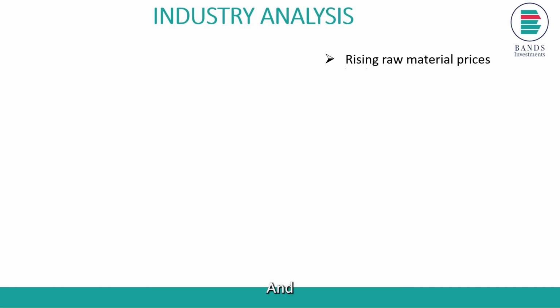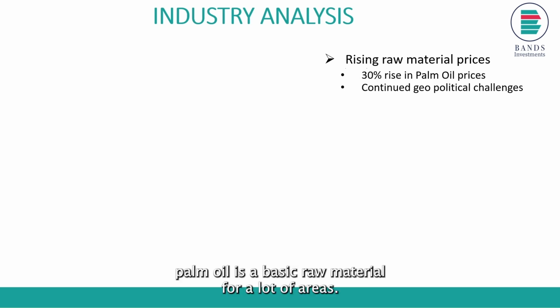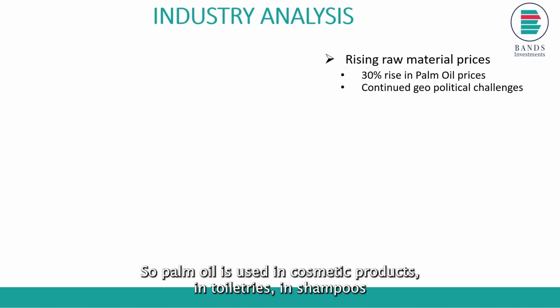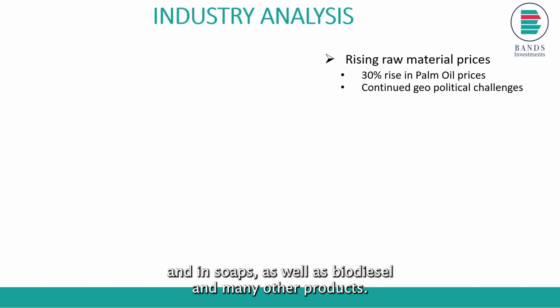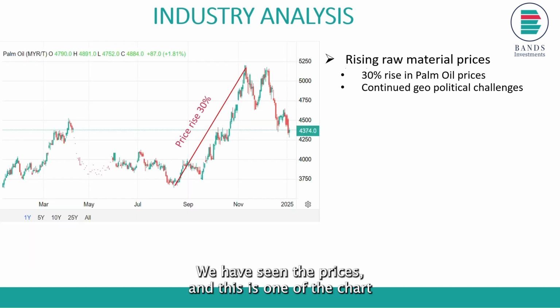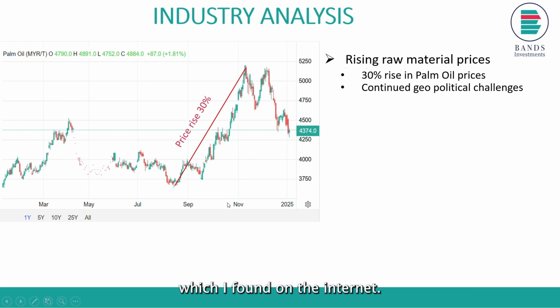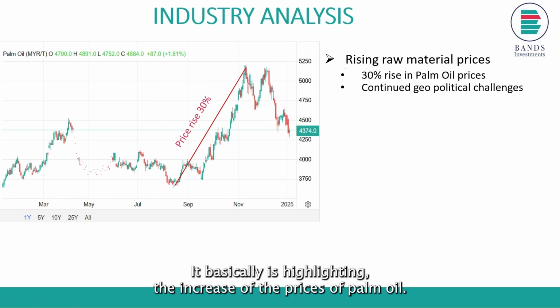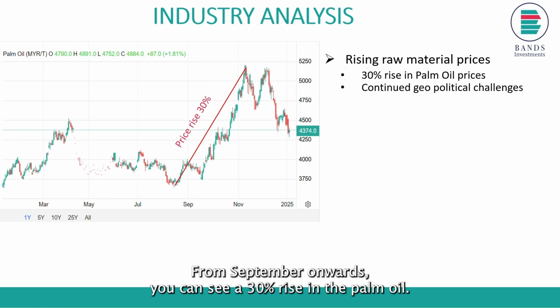On further deep dive, I realized that palm oil is a basic raw material for a lot of areas, right? Palm oil is used in cosmetic products, in toiletries, in shampoos, and in soaps, as well as biodiesel and many other products. We have seen the prices, and this is one of the charts which I found on the internet, quite a useful chart. It basically is highlighting the increase of the prices of palm oil from September onwards.